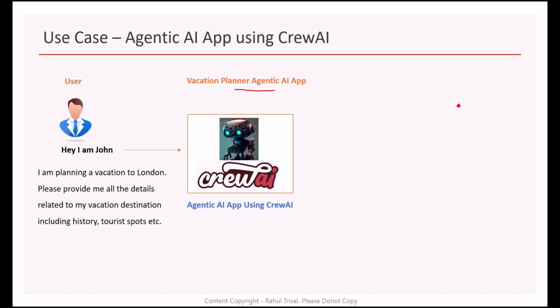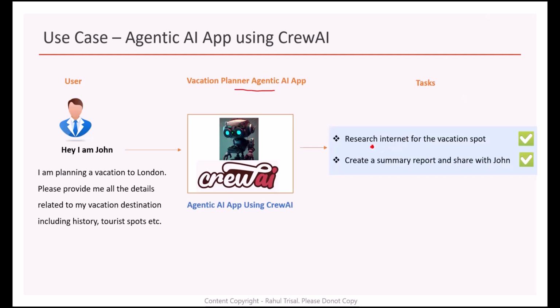Now, this app will have two agents. The first agent should be able to research the internet for the vacation spot, and in this case, London, provided by John. And then the second agent should be able to create a summary report and share with John details like history, tourist spots, eating joints, and so on. Now let's see what a solution architecture on CrewAI would look like for this business use case. And in parallel, I'm also going to explain to you the key concepts in CrewAI.